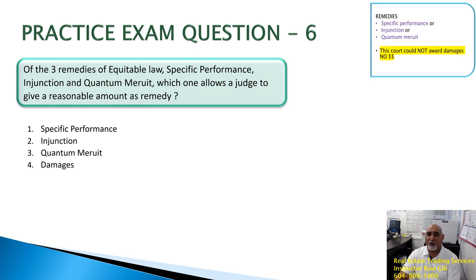Okay, specific performance, what was that? That was where the contract or the order is to do what the contract says. Injunction was the order to not do what it says. Quantum meruit was to pay a reasonable amount, and damages was to pay for job done plus inconvenience.